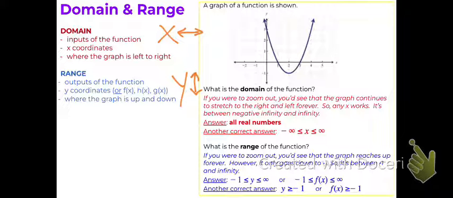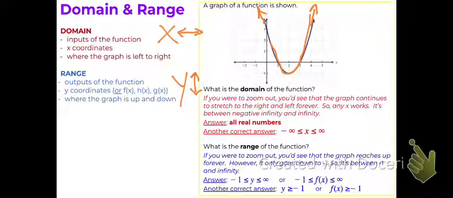If you look at this example on the right, we're only seeing one part of the graph. If we continue to zoom out, this graph is going to continue to go up and up forever and also stretch out to the right forever. It's going to go up forever and stretch out to the left forever. But it only goes down to -1 and it curves and goes back up.